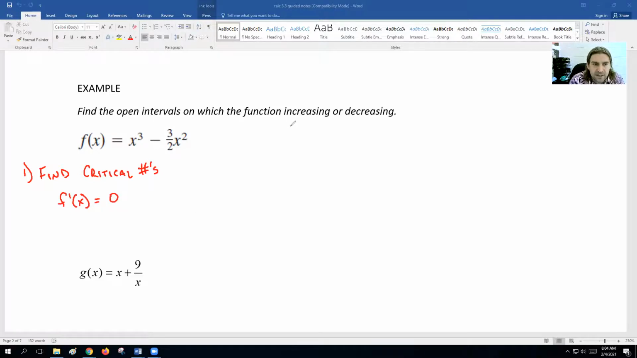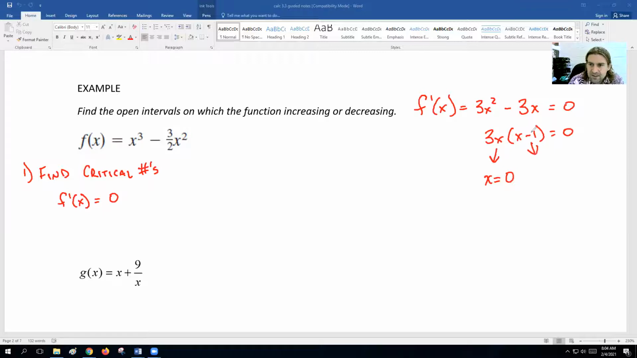Okay, so here we go. Let's find f prime of x. So with this equation here, the derivative of x cubed is 3x squared, and the derivative of 3/2 x squared is minus 3x to the first. All right, so we're going to set this equal to 0. To solve this problem, we would have to factor out the 3x and make this x minus 1. And we actually get two critical numbers in this problem. If we set 3x equal to 0, we divide 0 by 3, and we get 0. And if we set x minus 1 equal to 0, we get x equals 1.